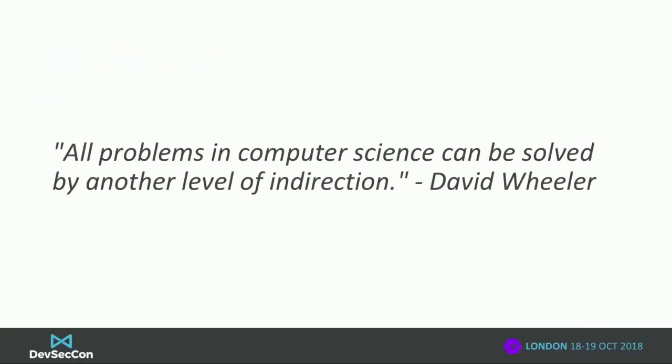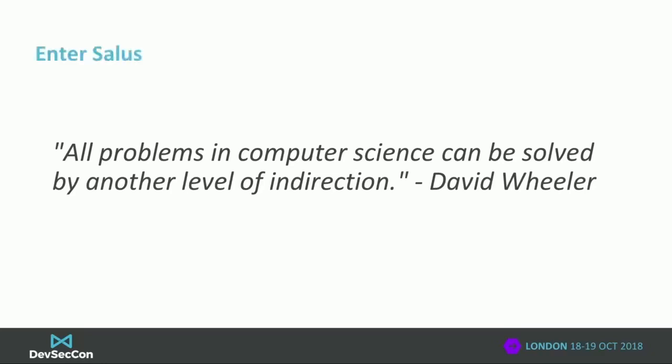All problems in computer science can be solved by another level of indirection. David Wheeler was a professor of computer science, I believe, at Cambridge, not far away. I think the only case in which this is not true is too many levels of indirection, which can actually be a problem sometimes.